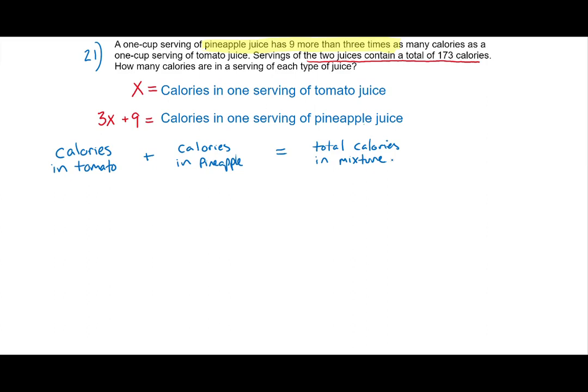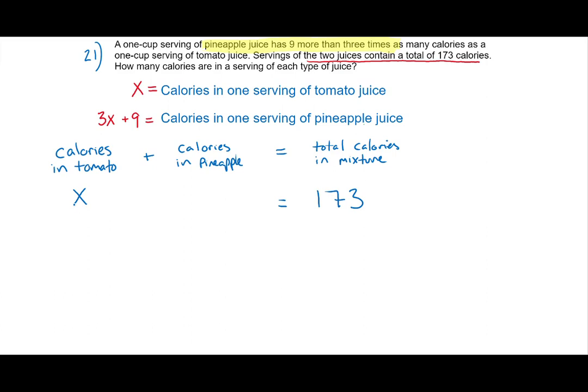All right, so when we combine the two, we get 173. So we know the right-hand side of the equation. That's given in the problem. That's the 173. So how many calories are in the tomato juice? We don't know. Not yet. We're calling that x temporarily until we figure it out.